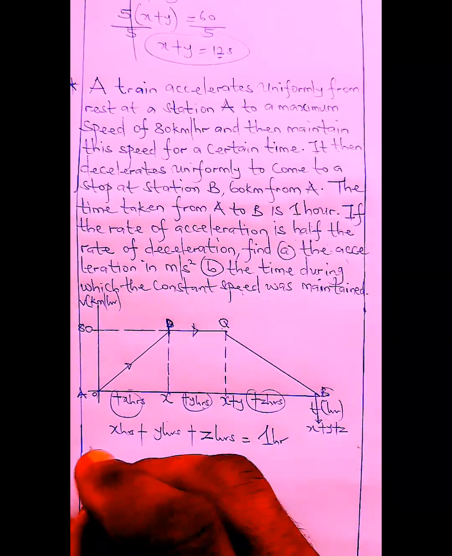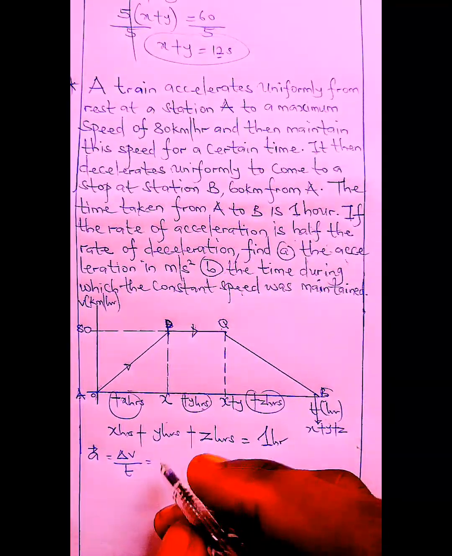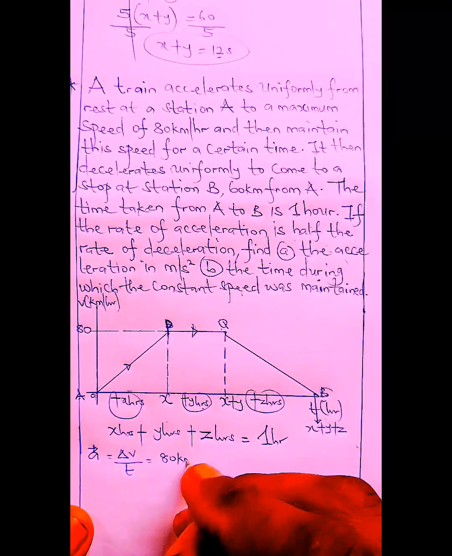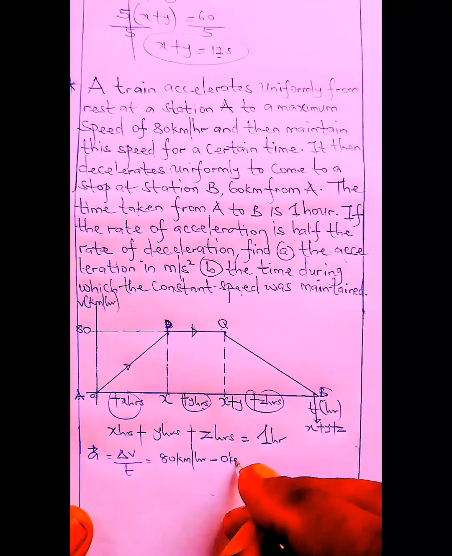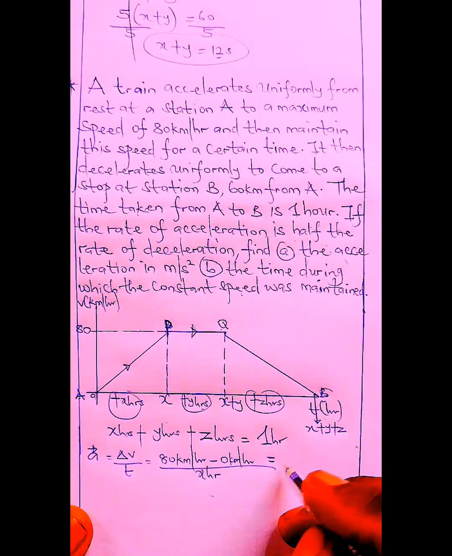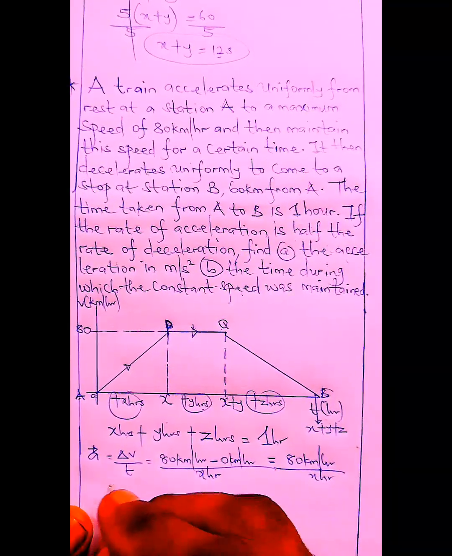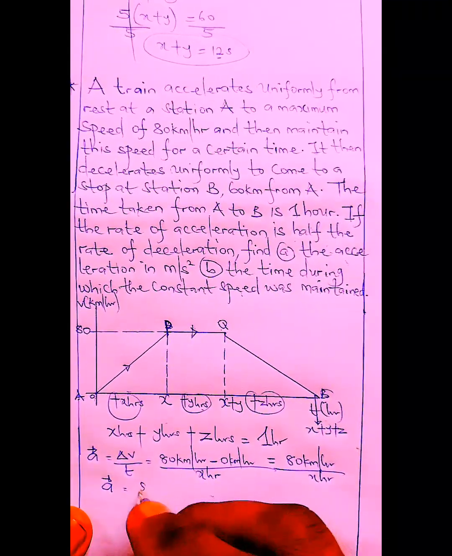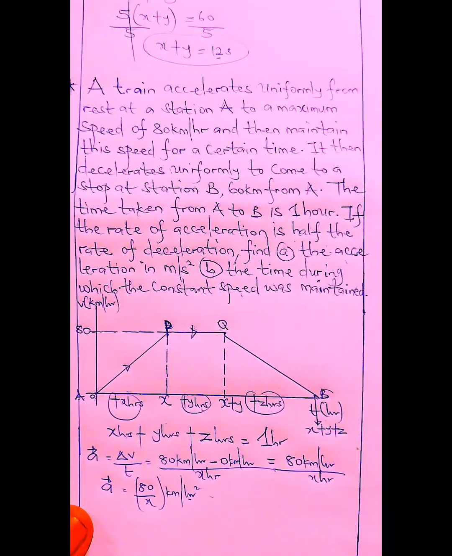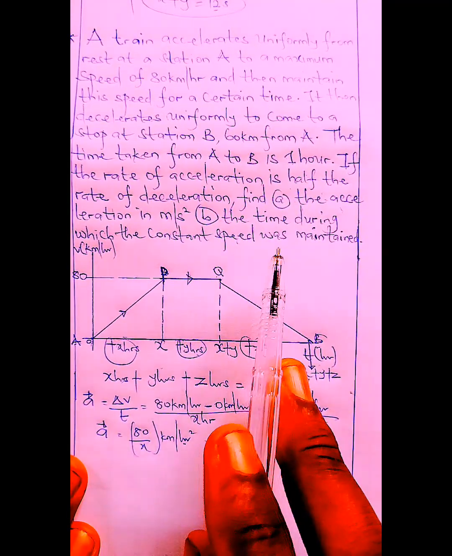Now, acceleration is change in velocity over time taken. So the change in velocity from 0 to 80 kilometers per hour is 80 kilometers per hour minus 0 kilometers per hour, over X hours. That gives us 80 kilometers per hour over X hours. So acceleration is 80 over X, in brackets, kilometers per hour squared. So we know what acceleration is. It's well solved for.